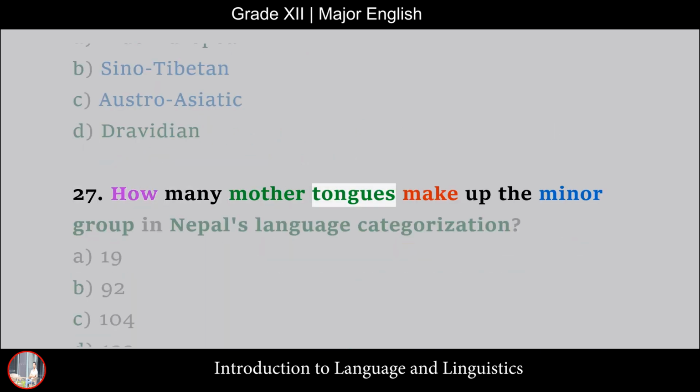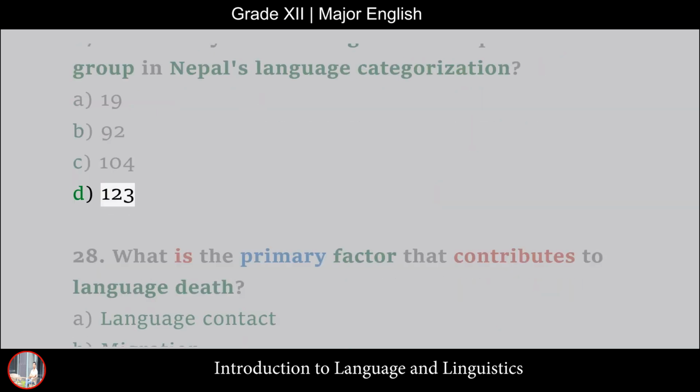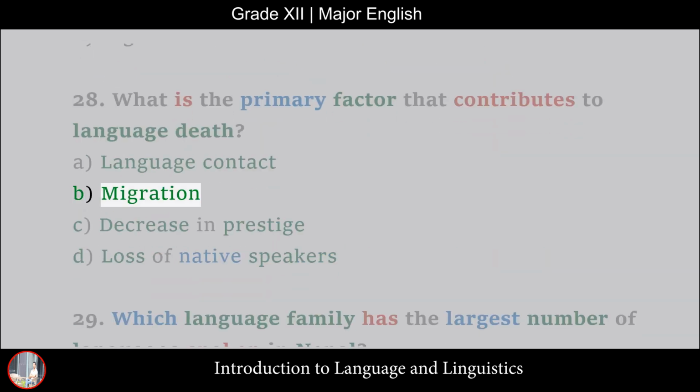27. How many mother tongues make up the minor group in Nepal's language categorization? A. 19. B. 92. C. 104. D. 123. 28. What is the primary factor that contributes to language death? A. Language contact. B. Migration. C. Decrease in prestige. D. Loss of native speakers.